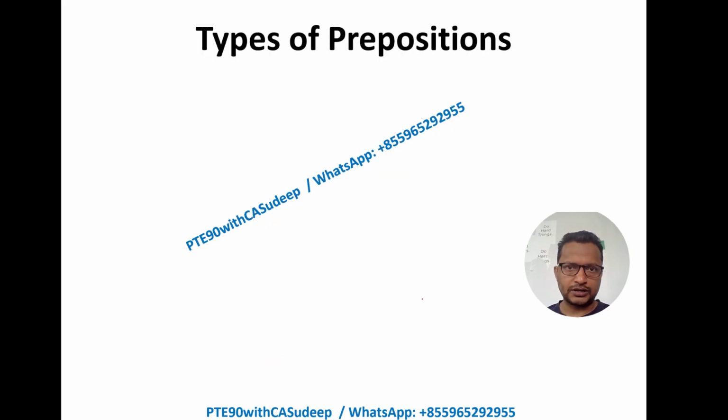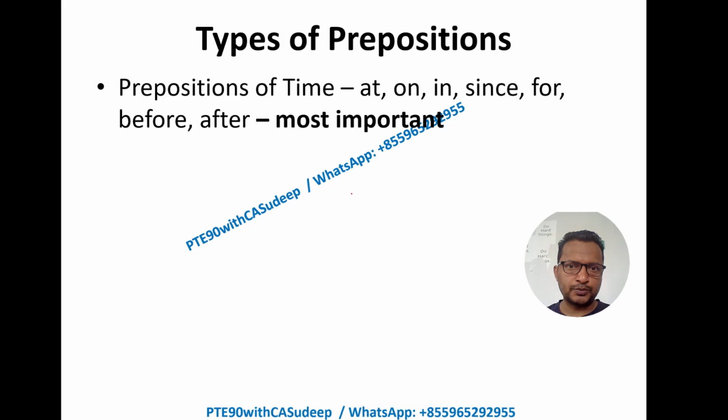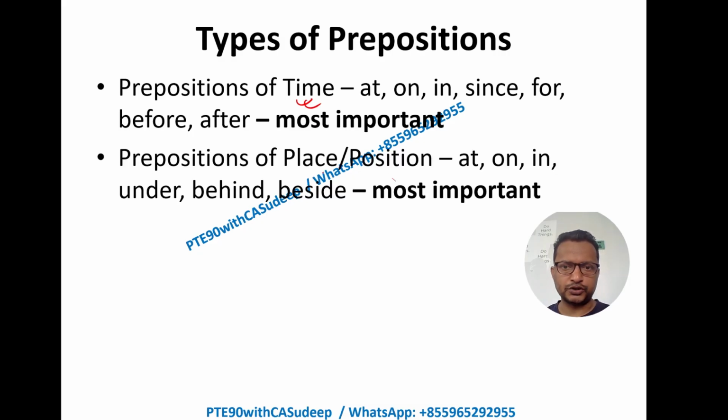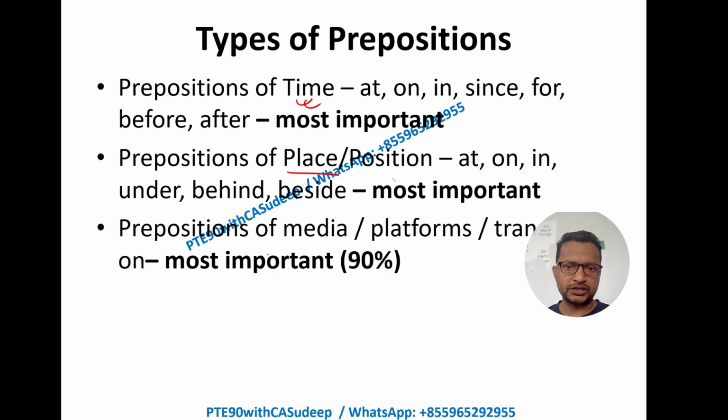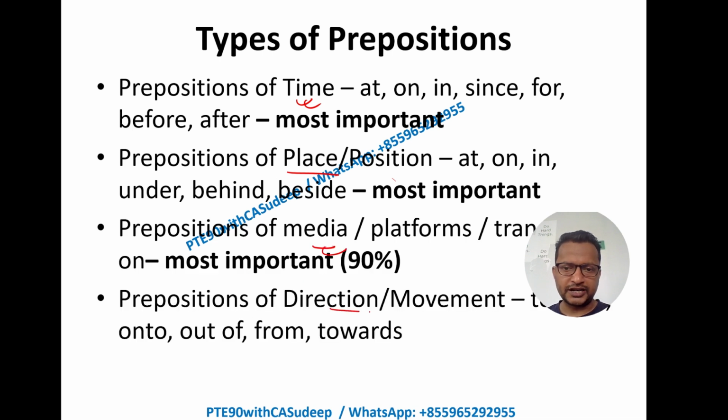Okay, so go down, types of preposition. The most important is the preposition of time, on which we will spend a significant portion of time. Similarly, preposition of place or position, and preposition of media, which is also important. And then preposition of direction or movement. This is also important, but this we can guess, right? Where, in, on, into, out, from, towards. So these all we can guess.